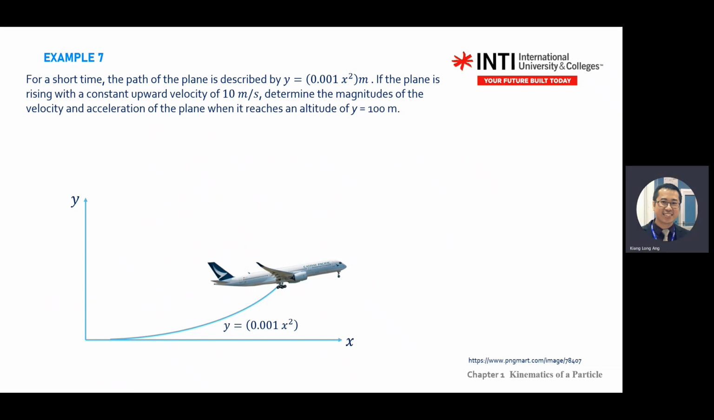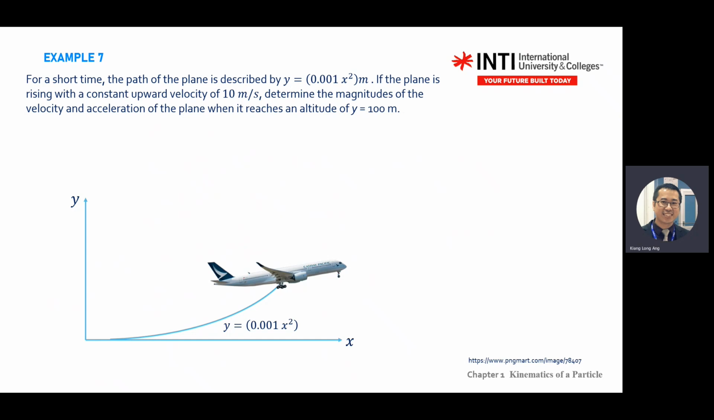If the plane is rising with a constant upward velocity, you are given 10 meters per second. Upward, if you refer to the axis, is your y direction. So you have your Vy equal to 10 meters per second. This is the information you have, right? Now determine the magnitude of velocity and acceleration of the plane when it reaches altitude y equal to 100 meters. So you want to look at the situation when you reach 100 meters.